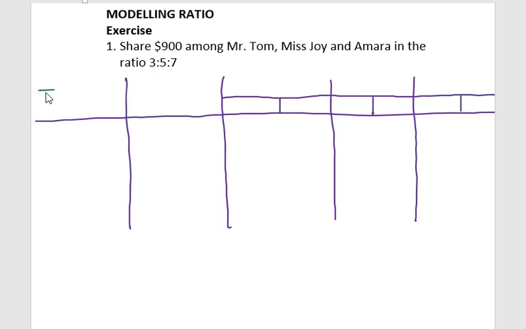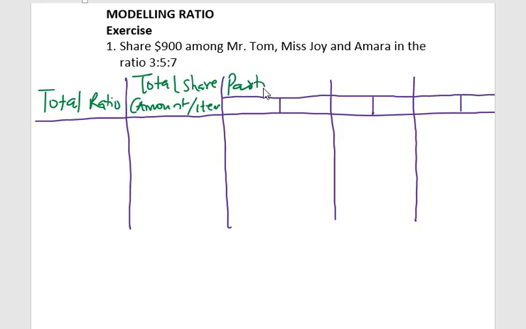Okay, we'll have the total ratio. Just look at this total ratio. After that, we'll have total shared. This total shared can be an amount or item. So the total item shared. Now we'll have participants.